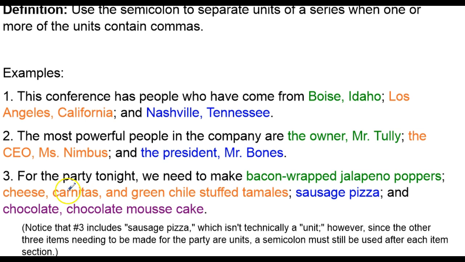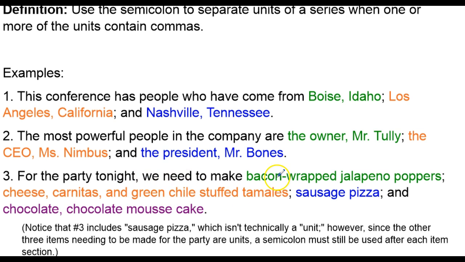Because that's actually a list all in itself, because I could say in a sentence, we need to make cheese, carnitas, and green chili stuffed tamales. And because that's a list, I would have each item separated with a comma, because all 3 of those items, the cheese, the carnitas, and the green chili, are going inside of the tamales. Okay, that makes sense, right? Just have a simple sentence with just that orange section. We need to make cheese, carnitas, and green chili stuffed tamales.